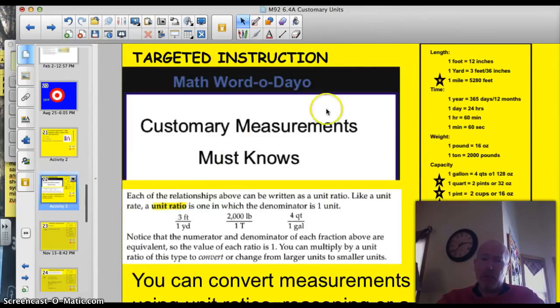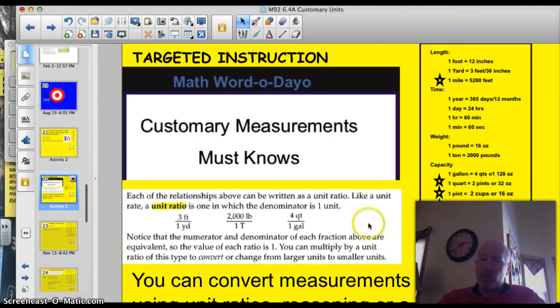Tonight, as we go through these problems, I'd like you to remember that you are always going to have the chart in front of you. I've got the chart right here of all of them that you should know. I've put a star next to the ones that most of the time people don't know by heart. So the ones that aren't starred should be committed to memory. 1 foot is 12 inches, a yard is 3 feet, a year is 365 days, a day is 24 hours, 1 hour is 60 minutes, 1 minute is 60 seconds, a pound is 16 ounces, a ton is 2,000 pounds, and a gallon is 4 quarts.